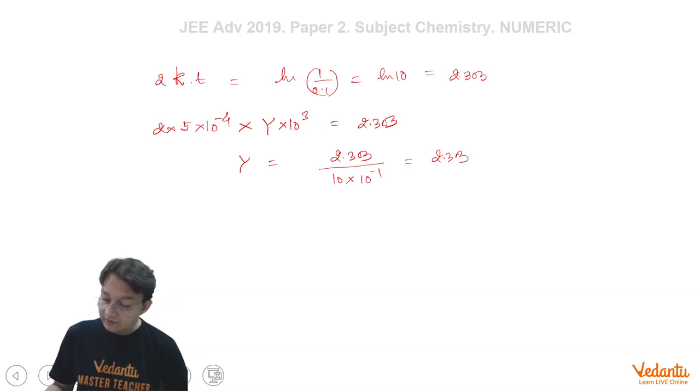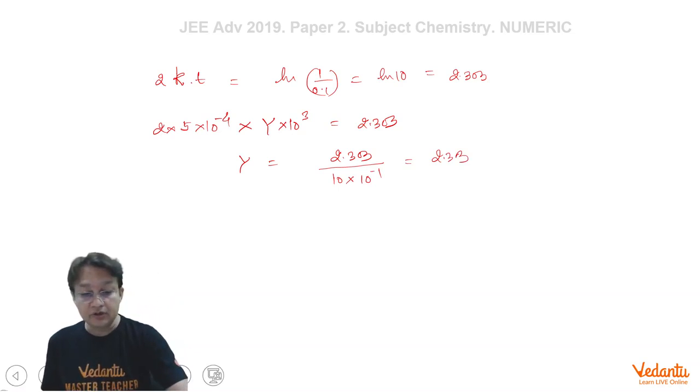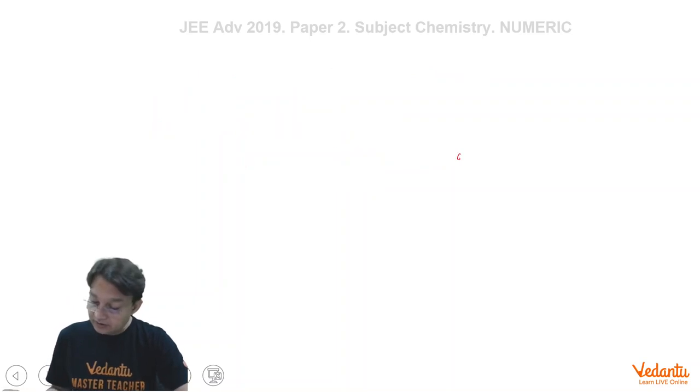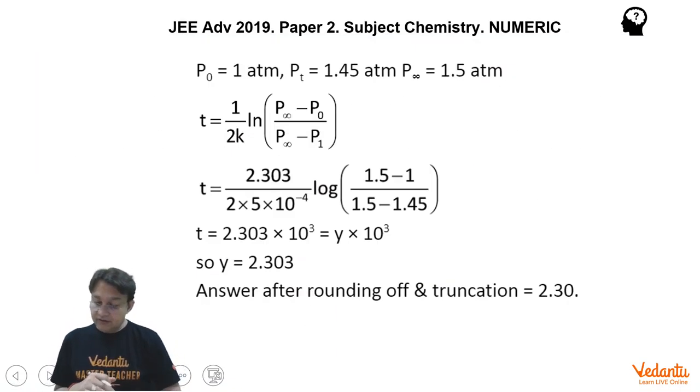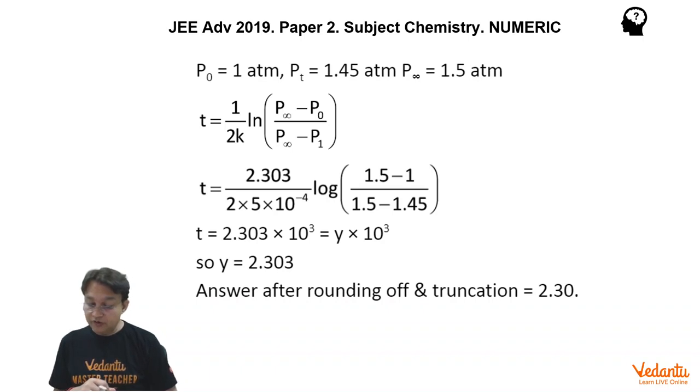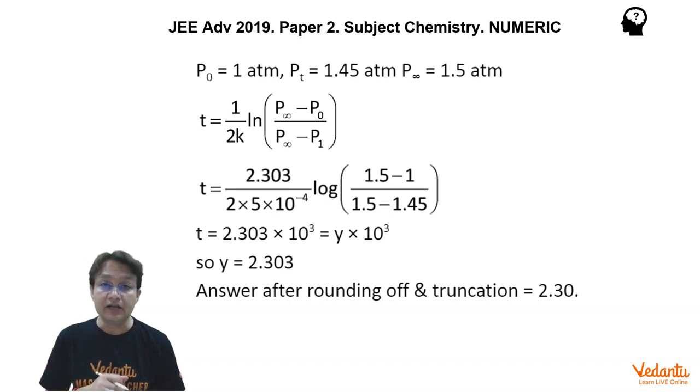So let's see what is there in the printed solution. So that will be the answer. So t is equals to 2.303 into 10 to the power 3. We can see here which is y into 10 to the power 3. So y is equals to 2.303. And after rounding off in truncation, the answer is 2.30.